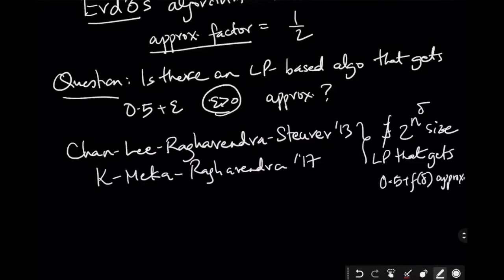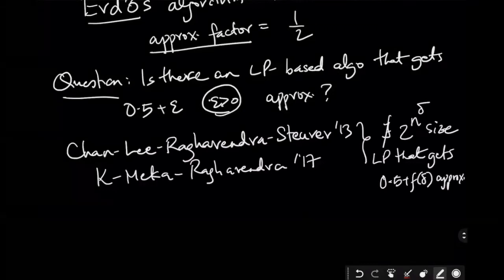So basically, if you wanted to write a linear program that achieves a tiny bit better than 0.5, you would have to write something that has at least 2 to the n to the delta constraints for some constant delta. So there is no polynomial size LP. There's not even a quasi polynomial size LP for solving this problem. That's great. So what should we do?